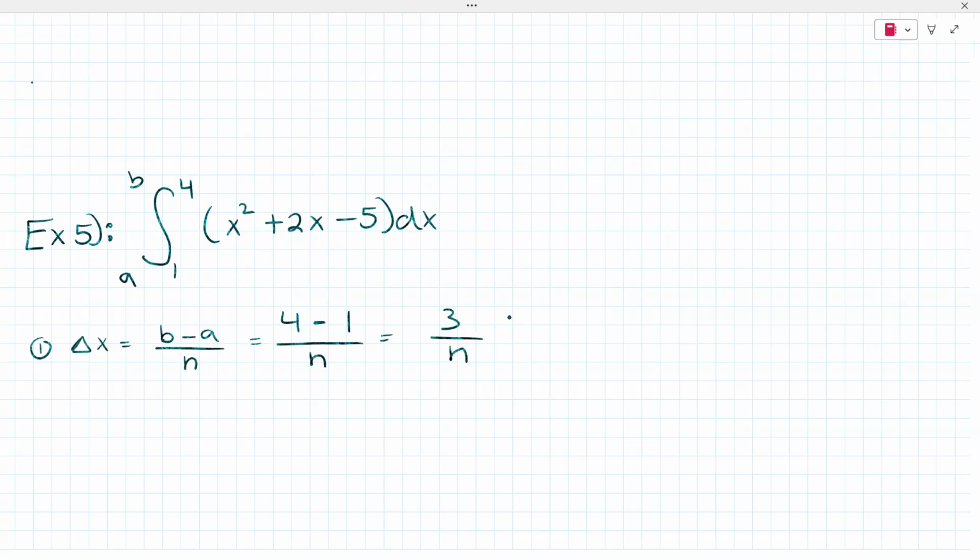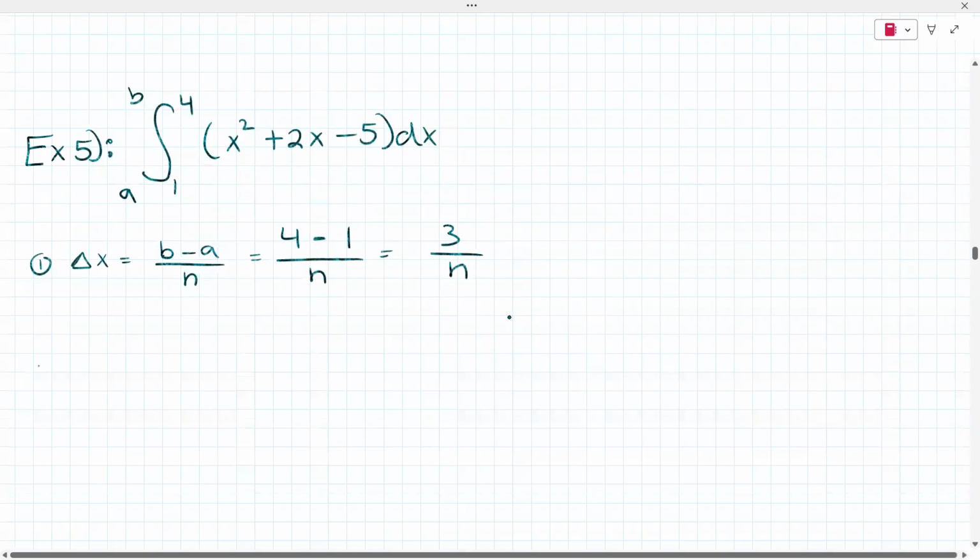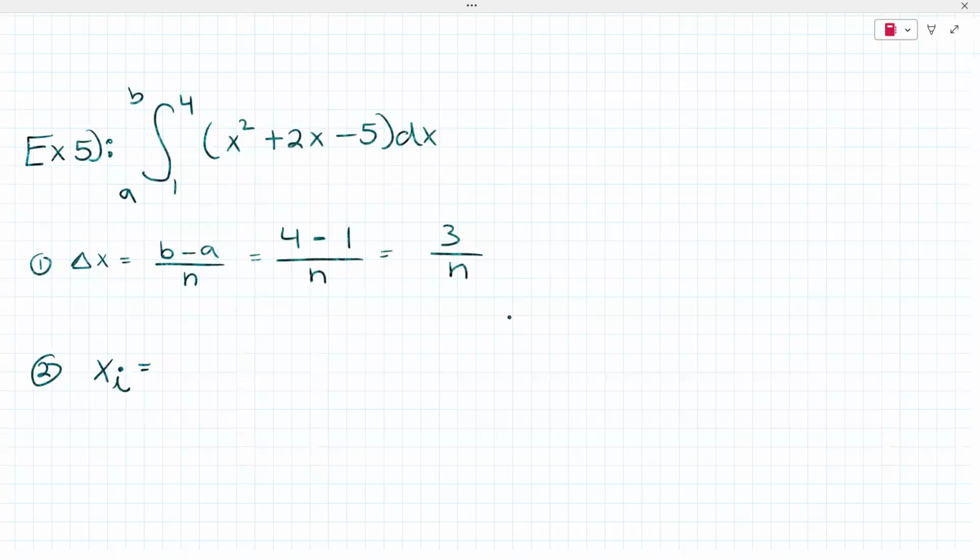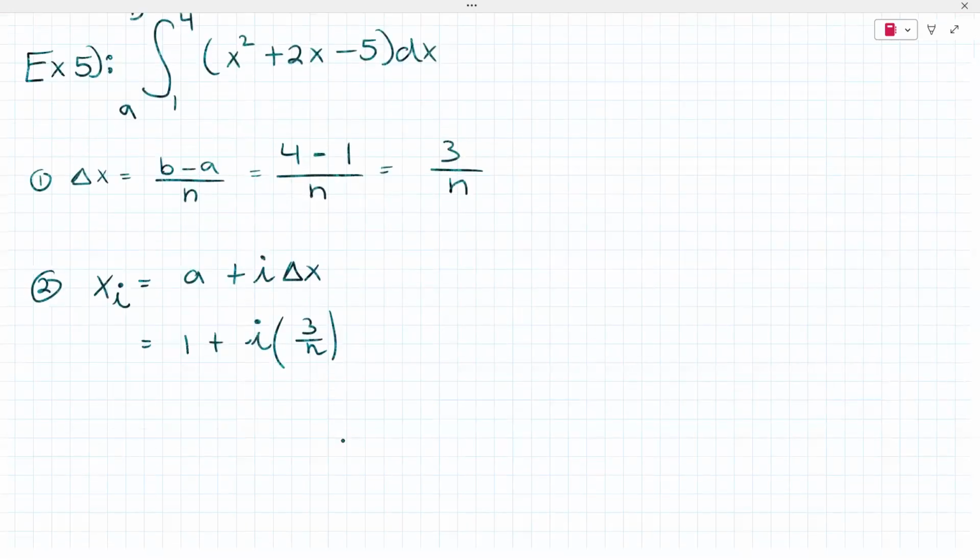Okay. And then step 2 is find xi. So xi is a plus i times delta x. So my a value is 1, and then it's i times delta x, and my delta x is 3 over n. So simplify that, that's going to be 1 plus 3i over n.